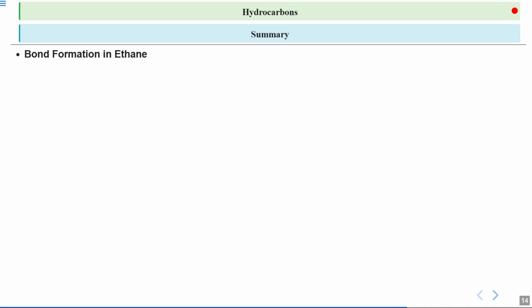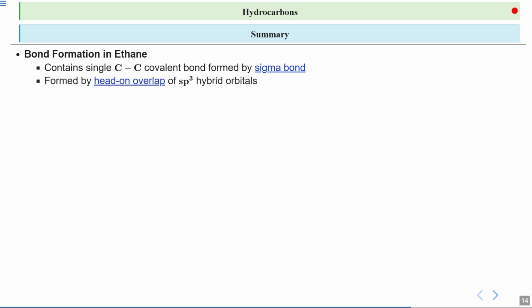So finally, we can conclude today's lecture. Here we have a summary of it, starting with the bond formation in ethane. We know that ethane contains a single C-C covalent bond, which is formed by the overlap of an sp3 orbital of one carbon atom with the sp3 orbital of another carbon atom, which results in the formation of a sigma bond.